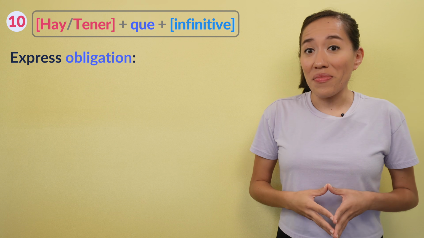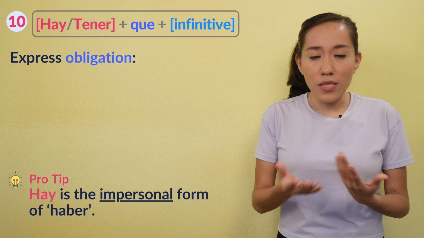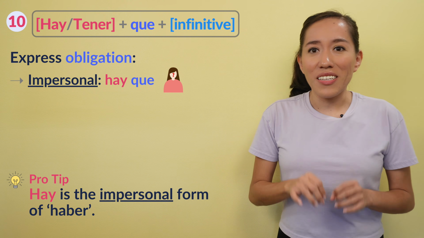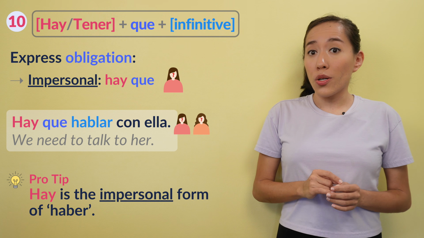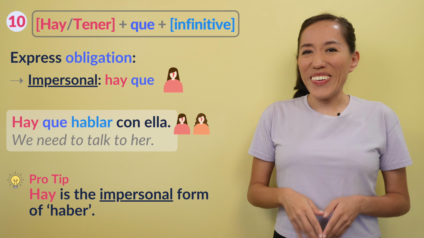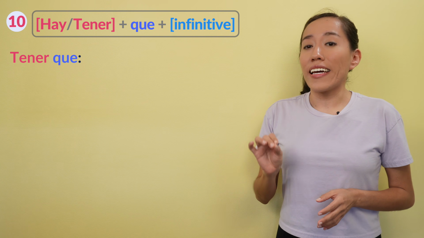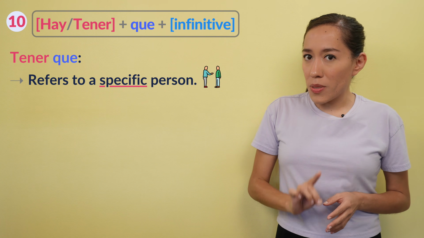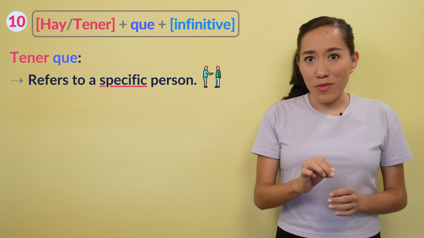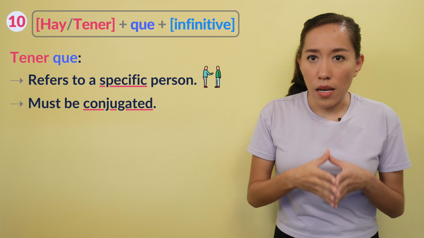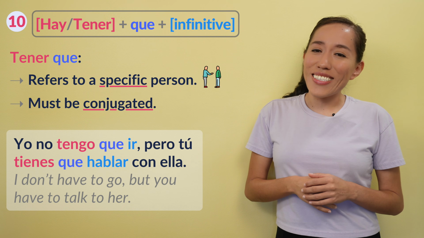But here is the trick. Hay, la forma impersonal del verbo haber, expresses impersonal obligation. Meaning that you're not referring to someone specific. Hay que hablar con ella. Who? You or me? I don't know. Hay que hablar con ella. On the other hand, if we use tener que, we are referring to someone specific. Y porque estamos expresando obligación específica, tenemos que conjugar el verbo tener. Yo no tengo que ir, pero tú tienes que hablar con ella.